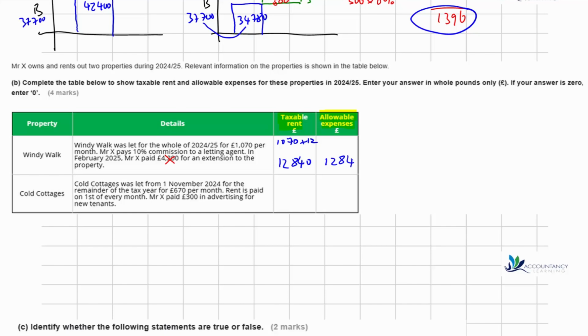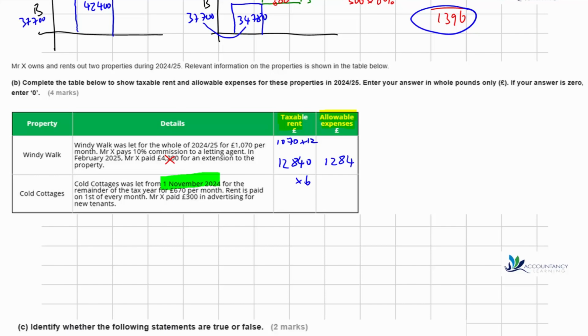And then for Cold Cottages, this was let from the 1st of November 2024. So we need to identify how many months rent were received in the period. And the best way to do this is just to work through on your fingers, counting along. So we've got the 1st of November, 1st of December, January, February, March, and the 1st of April. So remember, the tax year ends on the 5th of April, so we do receive rent on the 1st of April. So we have 6 months of rent to receive.